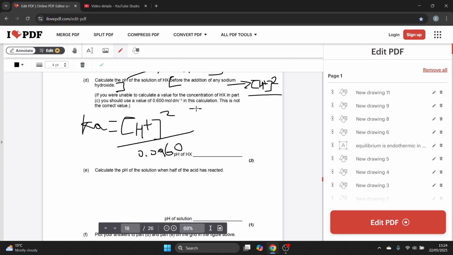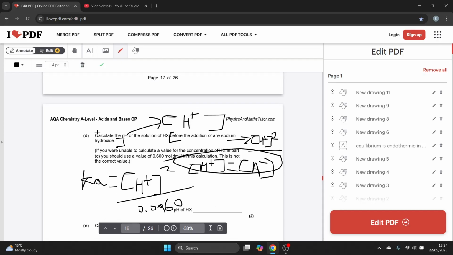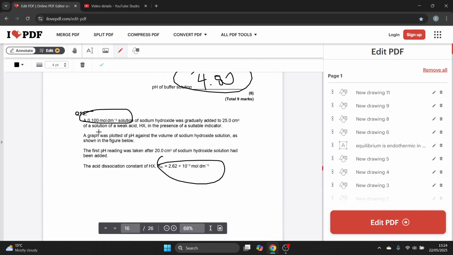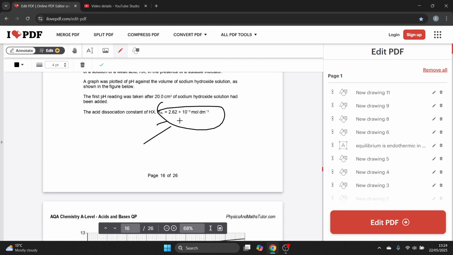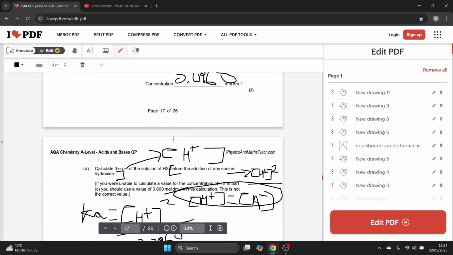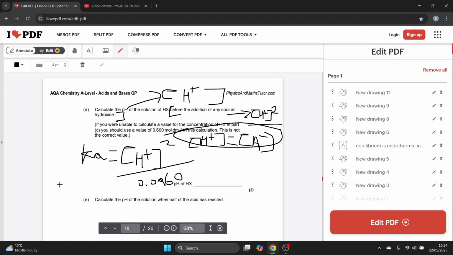Because remember, before any addition of sodium hydroxide, concentration H plus equals the concentration of A minus. Again, put this on a flashcard, memorize it, whatever you want. Then rearrange it. I've got Ka, and then just substitute it into pH equals minus log 10 of concentration H plus, 2.0.